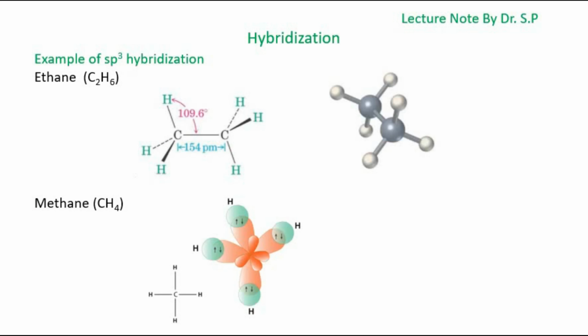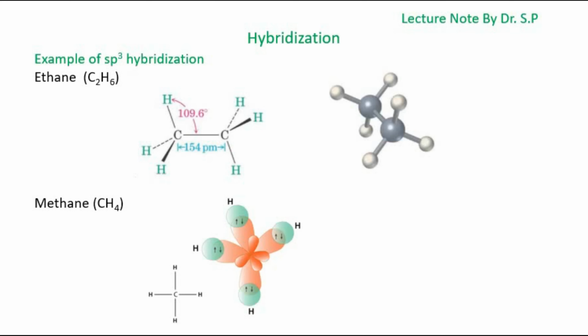Here we can see the sp3 hybridization in ethane, C2H6, and methane, CH4. Here the bond angle is 109.6 degrees. Bond length is 154 pm.